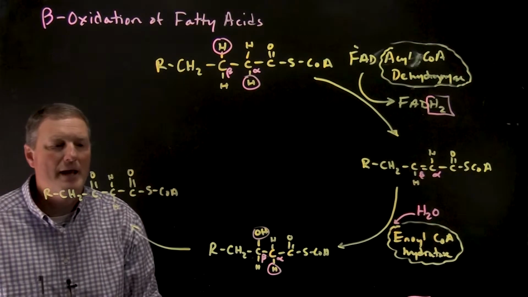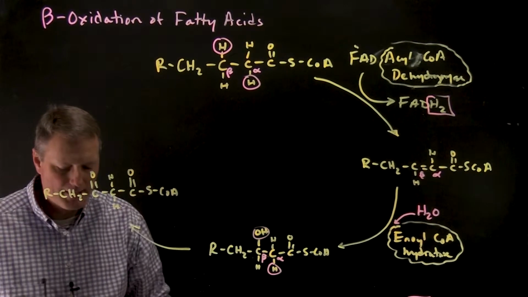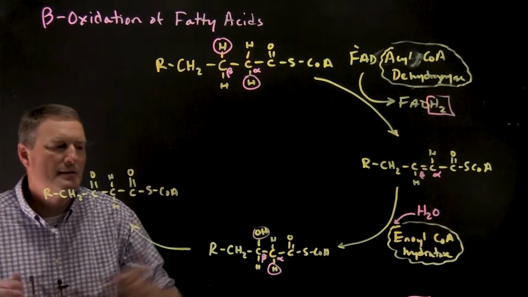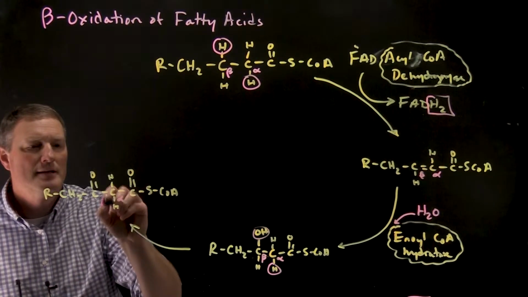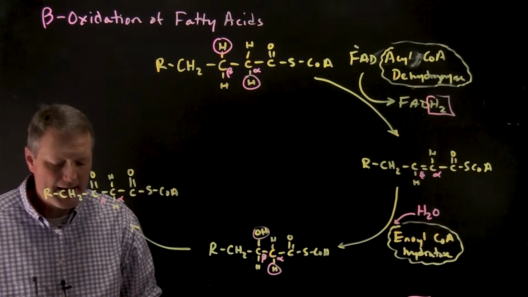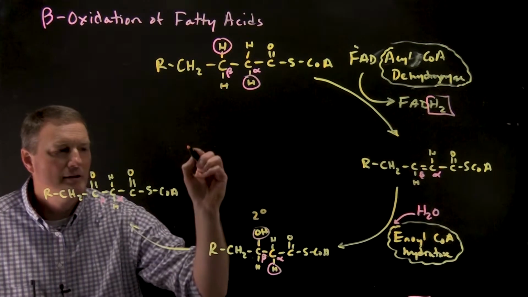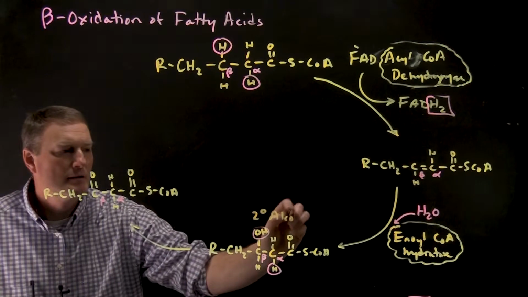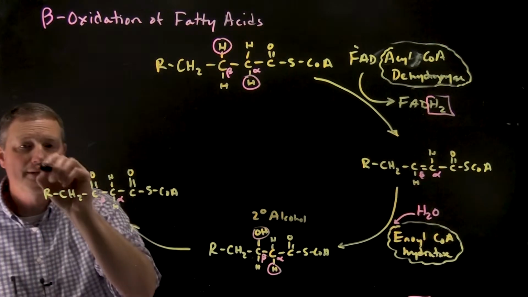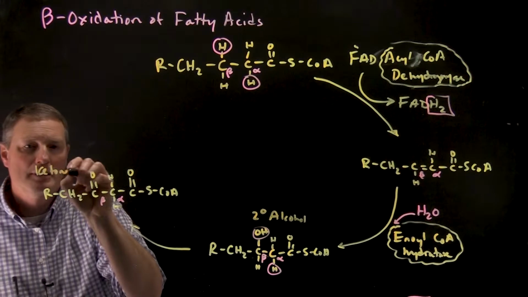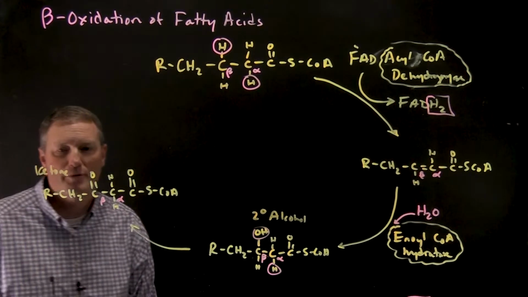Okay, so we're taking now, again, the beta position. This is the alpha. This is the beta. And this is an oxidation. So here we're going from a secondary alcohol to a ketone. And this reaction should look familiar to you.